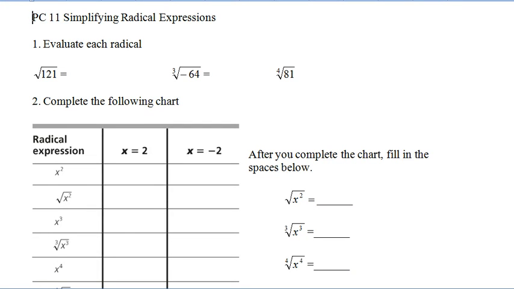All right, this is our second lesson on radicals. We're simplifying radical expressions. So we'll start out nice and easy. Square root of 121 is 11 because 11 times itself equals 121. Cube root of negative 64 equals negative 4 because negative 4 times itself 3 times is negative 64. And the fourth root of 81 is 3 because 3 times itself 4 times is 81.